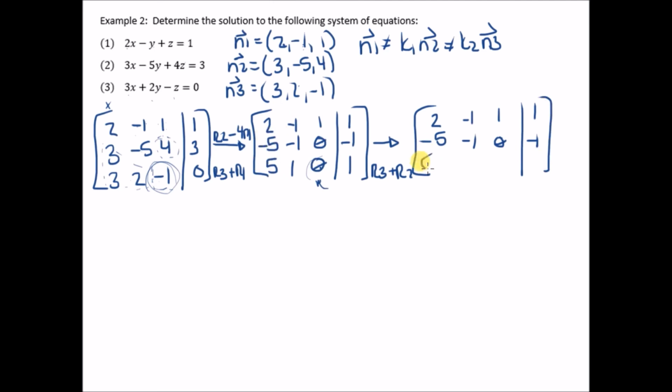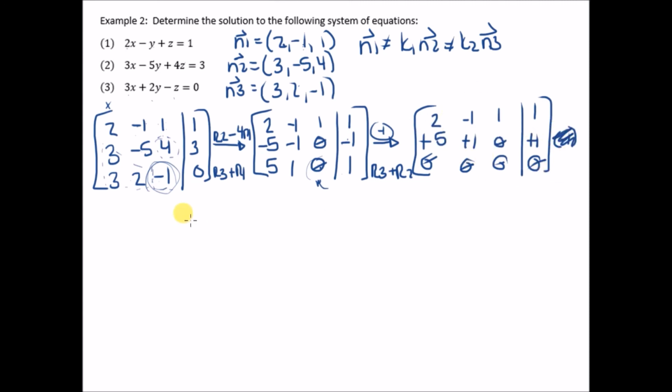So 5 plus negative 5 is 0. 1 plus negative 1 is 0. 0 plus 0 is 0. 1 plus negative 1 is 0. As you can see right now, we have all zeros along the bottom. And I'm actually just going to multiply row 2 by negative 1, just so that these become positive. 1, 1, 1.